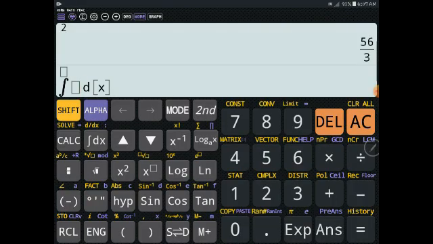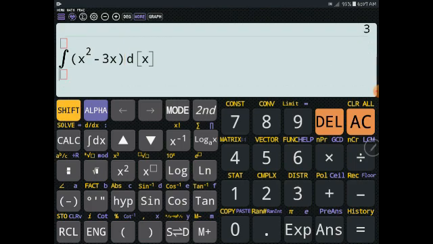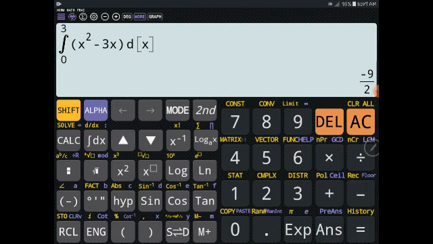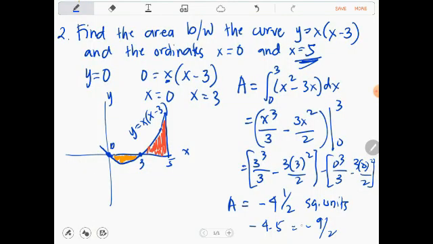So, integral of a quantity x squared minus 3x, then yung ating lower limit na 0, upper limit na 3, then press equal. So, negative 9 halves. Okay? So, ang ating negative 9 halves, that is an improper fraction, or negative 4.5. Negative 4.5. So, it's the same naman. Okay? So, yan yung ating first area.